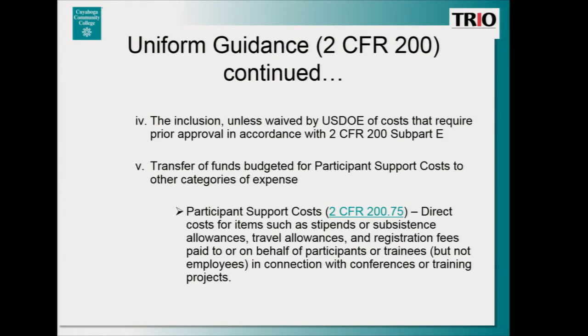Next in the uniform guidance, you need to refer to Subpart E in the uniform guidance for any inclusion unless waived by the Department of Education in that Subpart E. Transfer of funds from participant costs, when you're taking funds away from participant costs, will require prior approval as well. And the definition of participant costs are direct costs for items such as stipends or subsistence allowances, travel allowances, and registration fees paid to or on behalf of participants or trainees, but not employees, in connection with conferences or training projects.